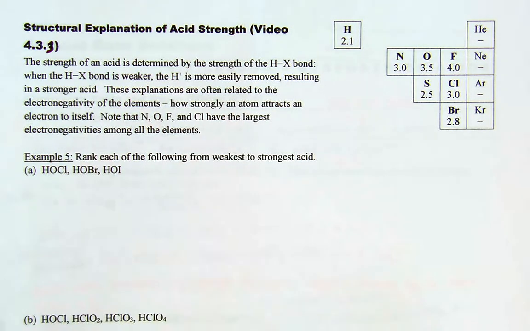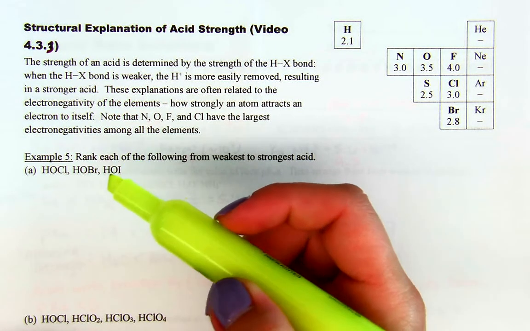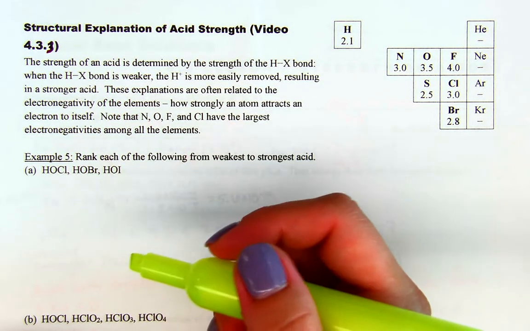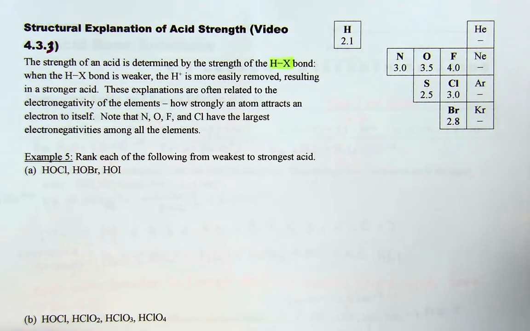Structural explanation of acid strength. Let's figure out, based on the structure of these compounds, why acids are as strong as they are. If you have a highlighter, now's a good time to grab it. The strength of an acid is determined by the strength of the HX bond, H being hydrogen, X being that negative ion.